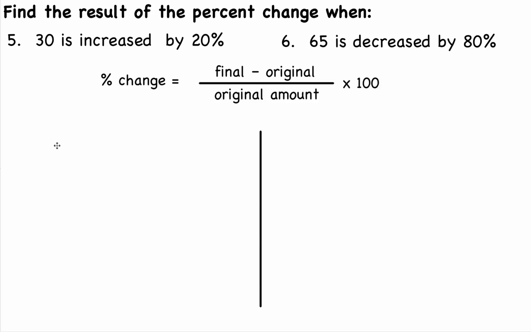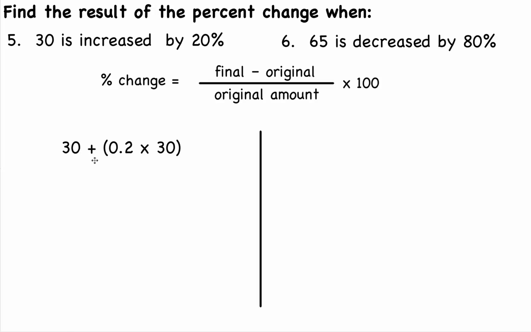So let's do some more problems. Find the result of the percent change when 30 is increased by 20%. Well, in this example, we're actually using our percent change formula, but I'm going to show it to you in a way that's much simpler than solving this formula. So we're going to start with 30. That's our original amount, and we're going to increase it by 20%. So we need to find out what 20% of 30 is.